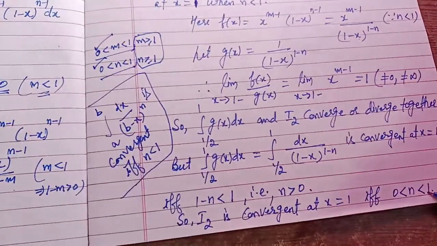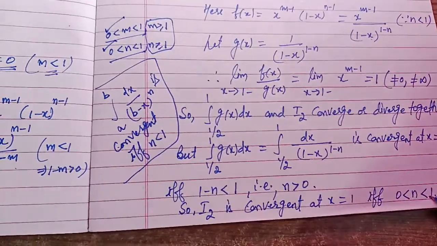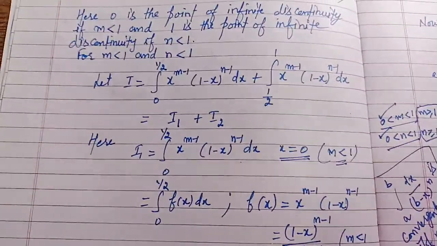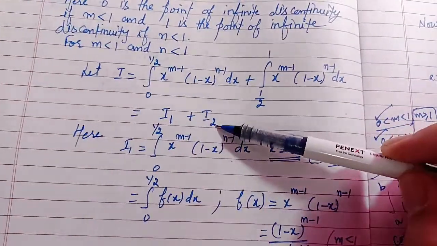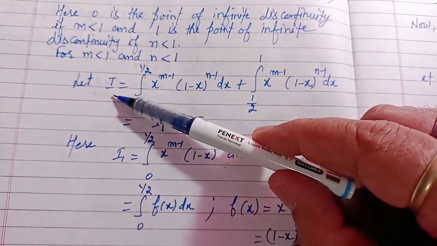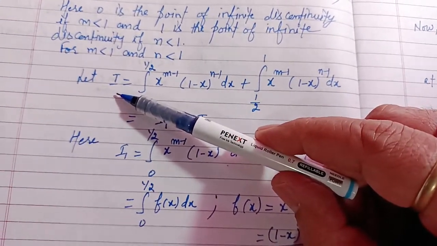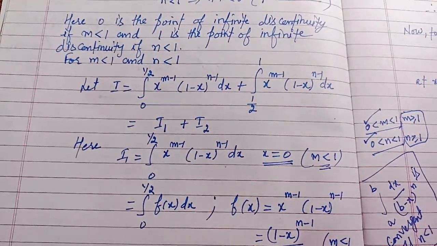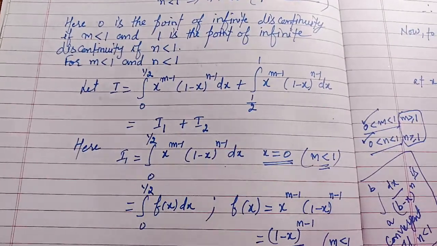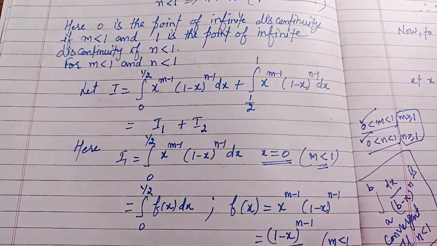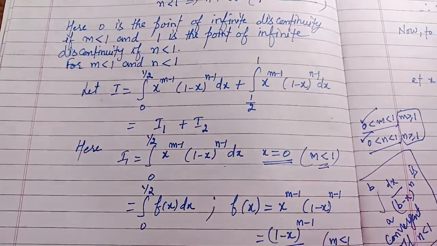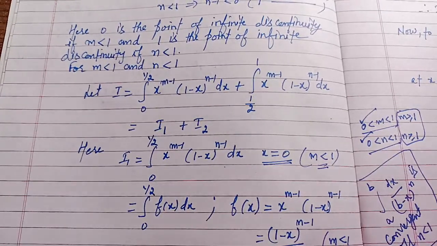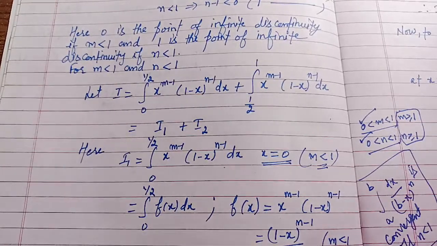So dear students, I1 was convergent for 0 less than m less than 1, and I2 is convergent for 0 less than n less than 1. When we combine these two, that means when we talk about this I, which is the sum of I1 and I2, this I, which is your beta function, is convergent if and only if m and n both are greater than 0. So we can say that this beta function or this integral exists if and only if the powers m and n both are positive. Hope so, dear students, you understand the problem.